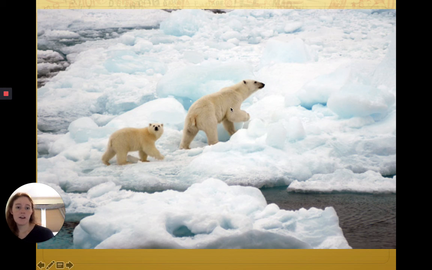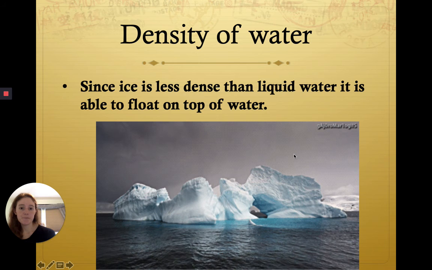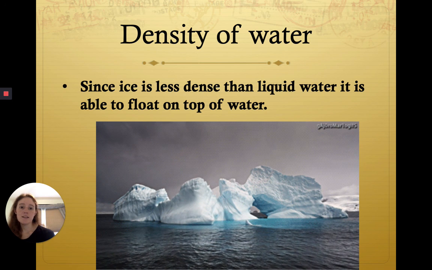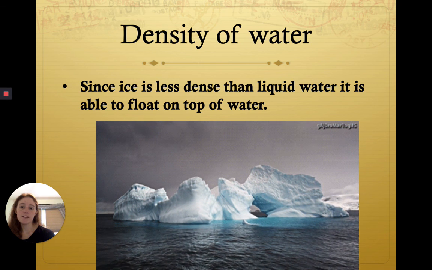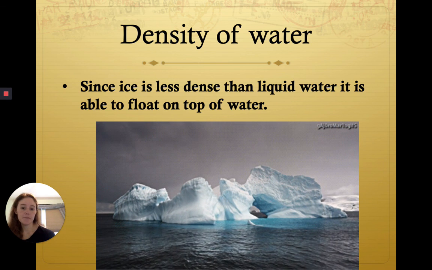So that is why we can have our polar ice caps here where they are floating on top of the water, even though they are in solid form. And that then allows bears to walk across them. Since ice is less dense than liquid water, it is able to float on top of the water.